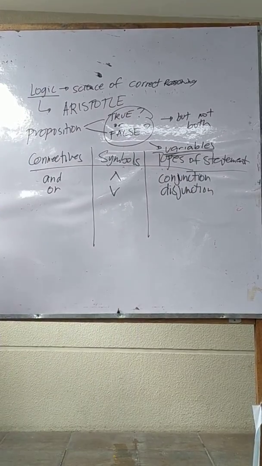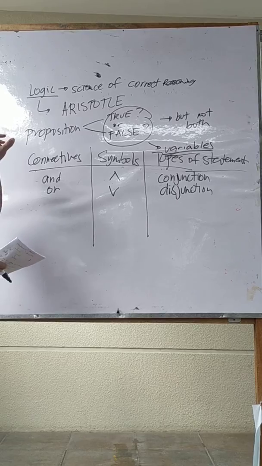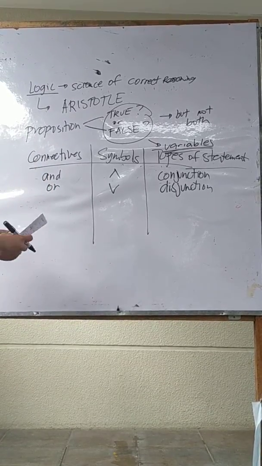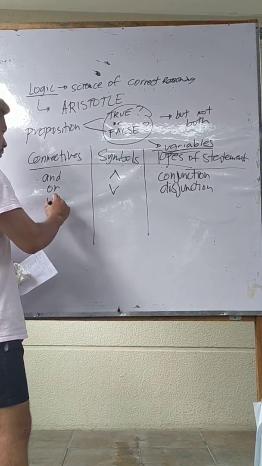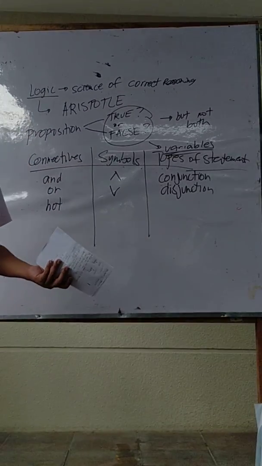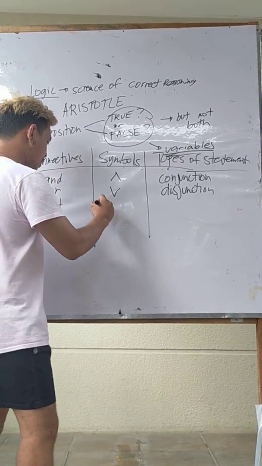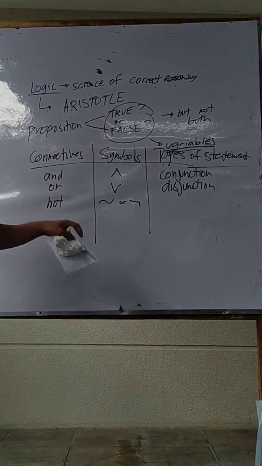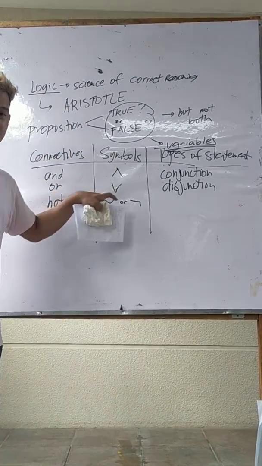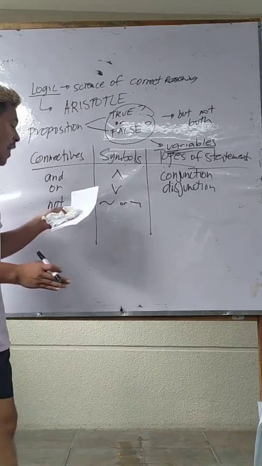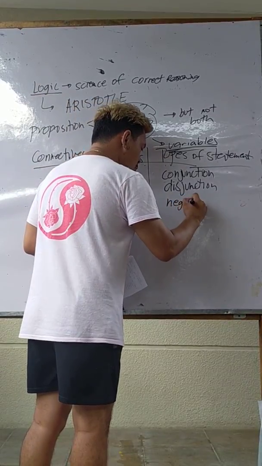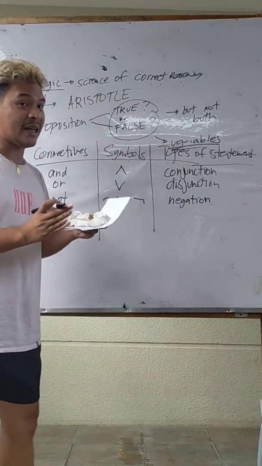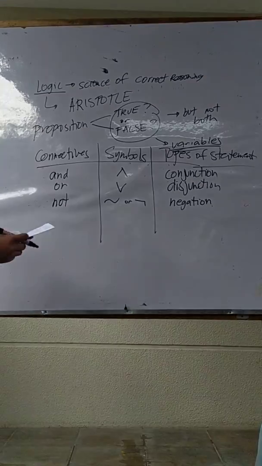So, there are two propositions connected by OR. And the next one is what we call NOT. For the symbol for NOT, there are two symbols commonly used nowadays. We have this one or this one. If you encounter either of these symbols, they represent NOT. And NOT is for negation. When we say negation, it contradicts the statement.